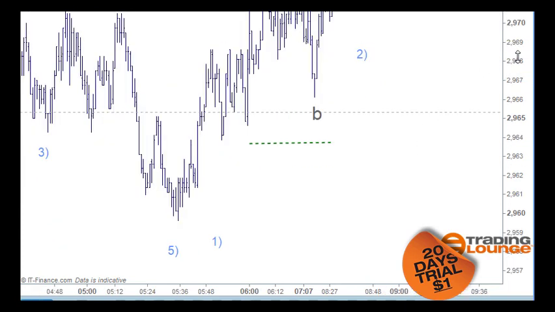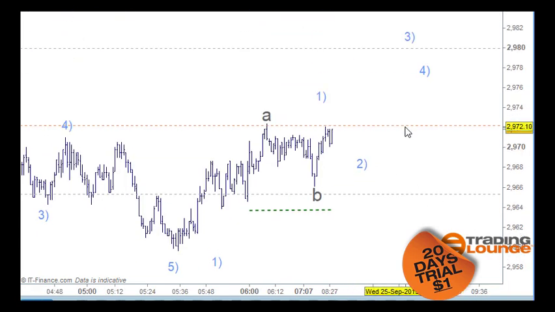The idea would be to count, if this gets support, if 72 gets support here, then you'd count 5 waves up the best you can at that point. So 1 and 2 and 3 and 4 and 5 and so on.